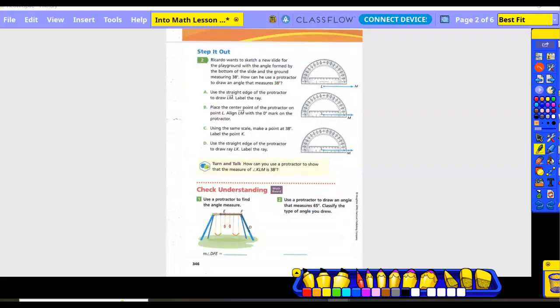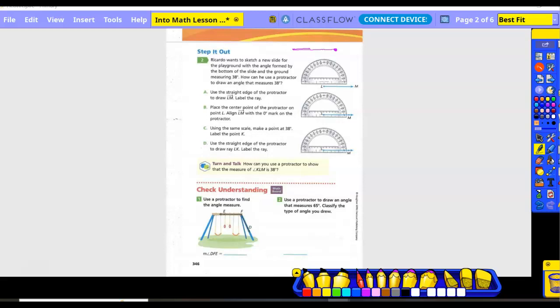Stepping out, number 2. Ricardo wants to sketch a new slide for the playground with the angle formed by the bottom of the slide and the ground, measuring 38 degrees. How can he use a protractor to draw the angle of that measure? He already drew a ray for what? For LM, right? So over here, I'm going to draw my ray for LM.